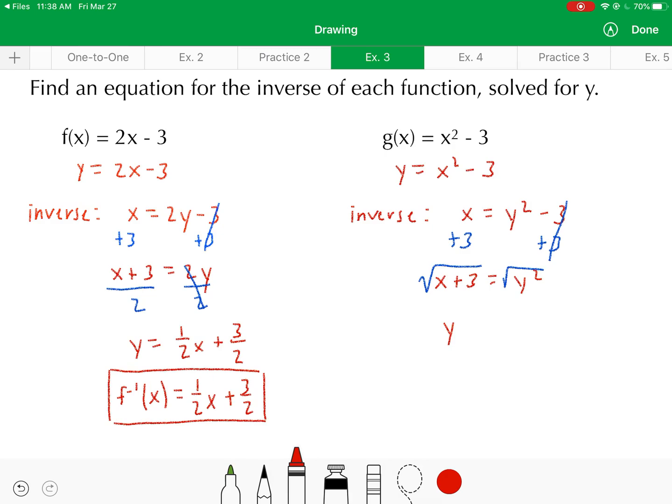Once again, I'll reverse everything here. I'll say y equals, now don't forget when you square root both sides, you technically need plus or minus, right? y equals plus or minus the square root of x plus 3. So notice the inverse of a squared function, a quadratic function, is a square root function. And let's finish off. We'll use that function notation one more time. So I'll use the inverse of g of x. It's plus or minus the square root of x plus 3.